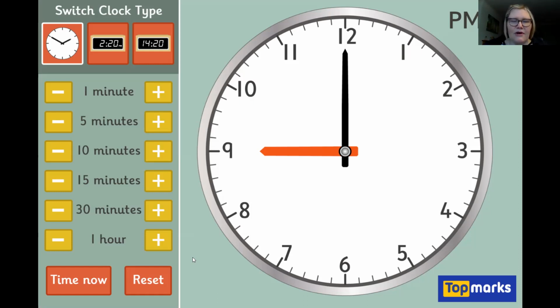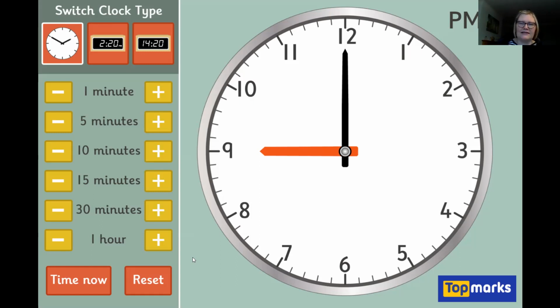And we know what o'clock it is by looking at the other hand, which is the hour hand, the shorter one. So what number is it pointing to? Yeah, it's pointing to 9. So the time is 9 o'clock.